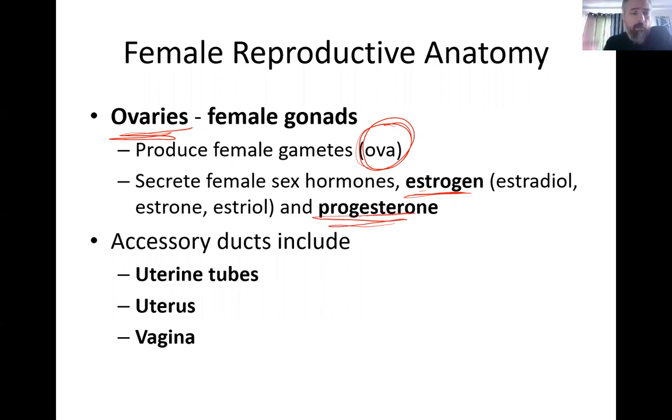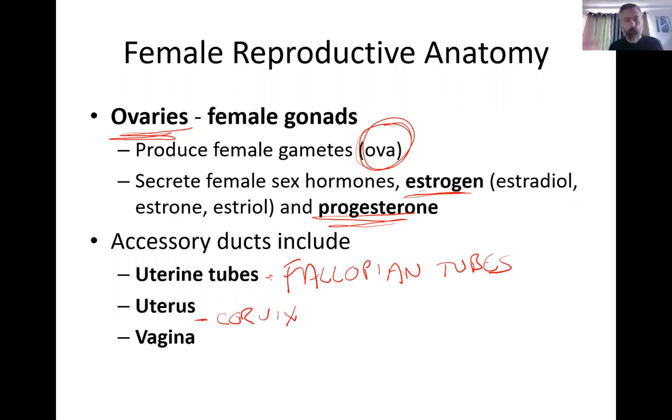And just like before, we have a series of tubes and duct work to connect us to the outside world. Fewer in this particular case. So these are the uterine tubes. Sometimes we call these fallopian tubes, which connect us to the uterus and then to the outside world through the vagina. There is one other part in here, the cervix, which is kind of the gatekeeper between the vagina and the uterus.